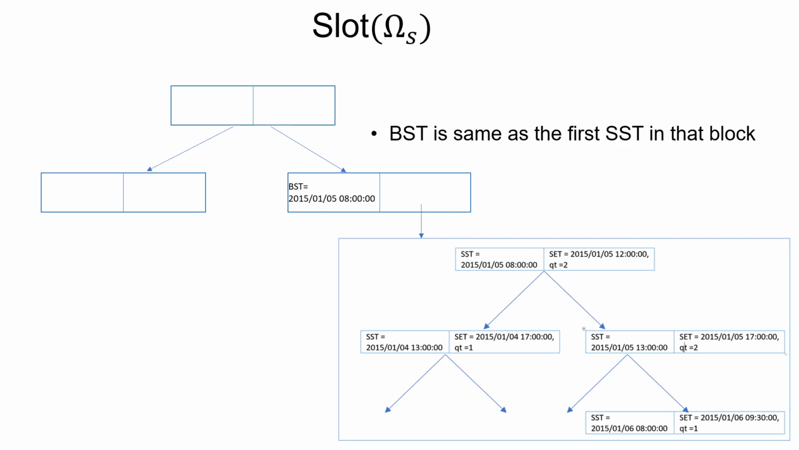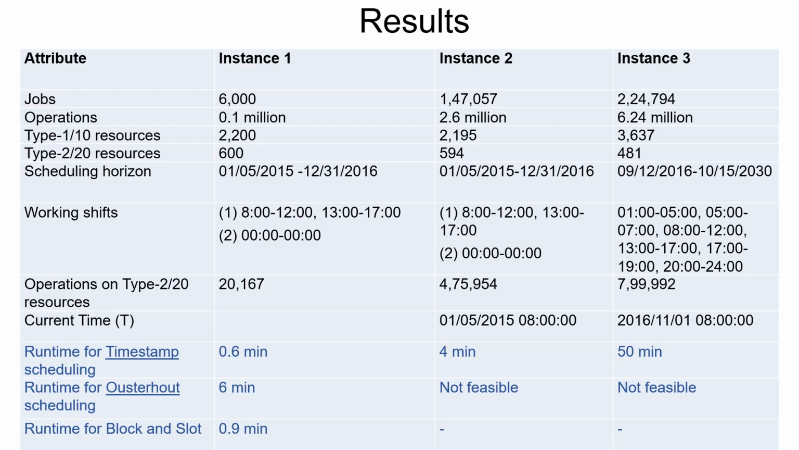This figure shows how the slot data structure is actually stored. Here we can see that slots are stored in ascending order and the blocks are also stored in ascending order, so it will reduce the search time of finding a valid slot. Due to time limitation, we have not included the detailed implementation of block and slot.